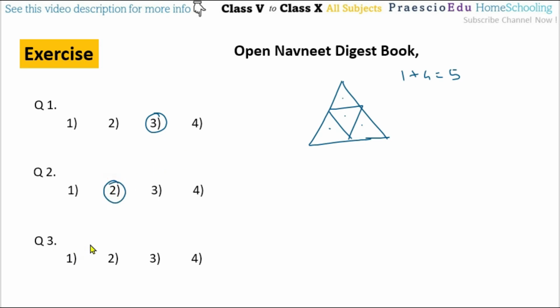Then question number 3, look at the given figure and write the total number of vertices of the triangle. There is a figure like this, a triangle, and then here one line and here one line. In this one, how many vertices? 1, 2, 3, 4 and 5. So there are a total of 5 vertices, and 5 vertices are given in option number 3.